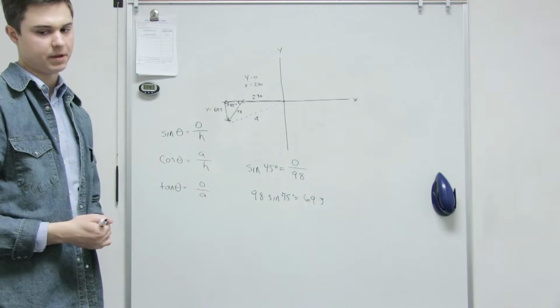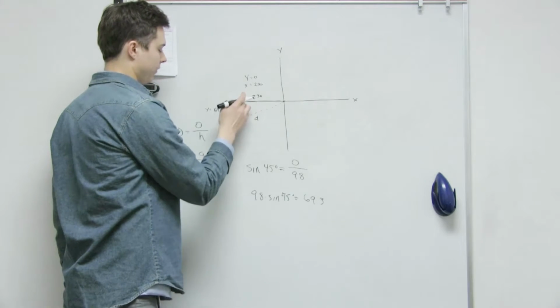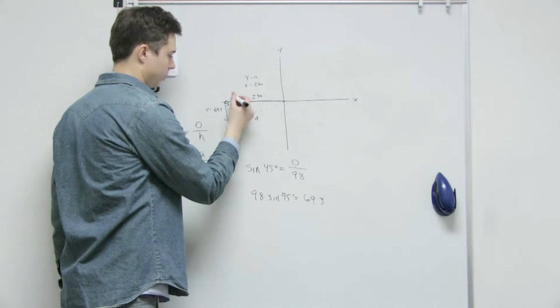Does that make sense, or do you want to walk through that? No, I get that. Okay. Because with 45-degree angles, both our opposite and our adjacent side are always going to be the same number. So once we find one, we know what the other one is.